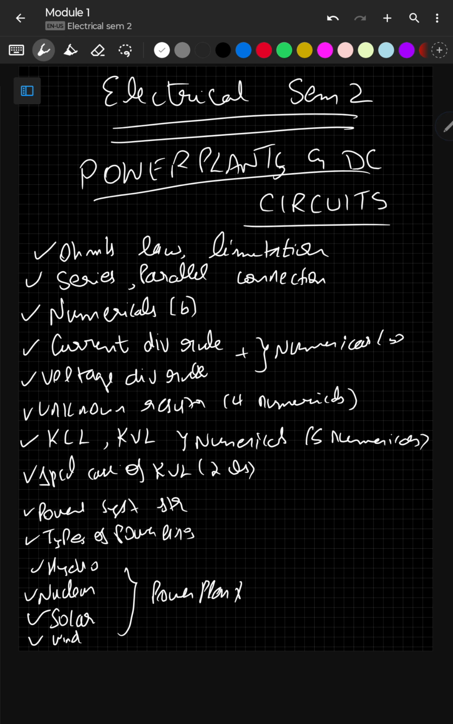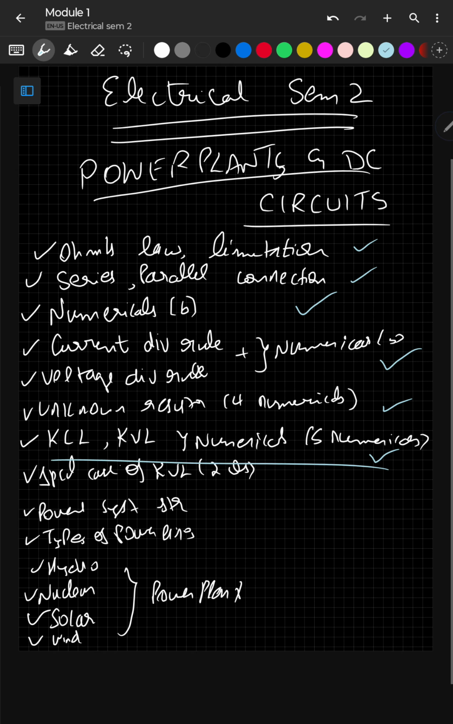In today's video, we'll be covering one of the major portions. We'll be doing Ohm's law, limitations, series and parallel connection, the numericals based on that, current division rule, voltage division rule, and its numericals, unknown resistor numericals, KCL and KVL with numericals. I'll be doing up to here today, and I'll be doing the special case of KVL in the next video.